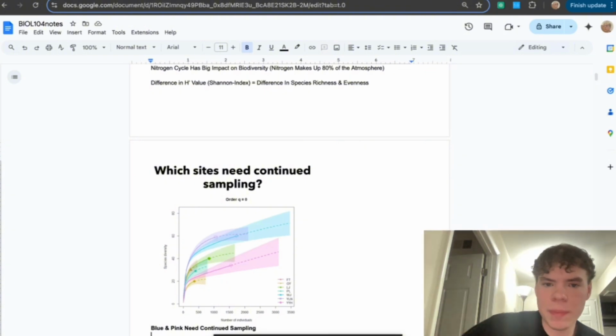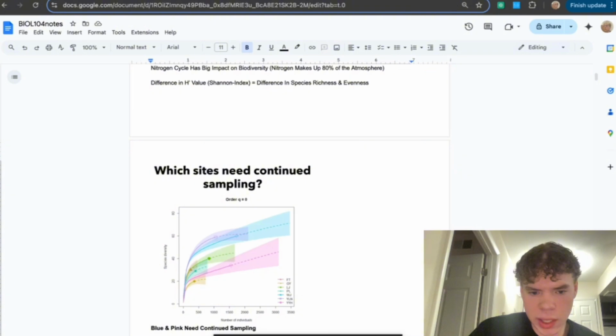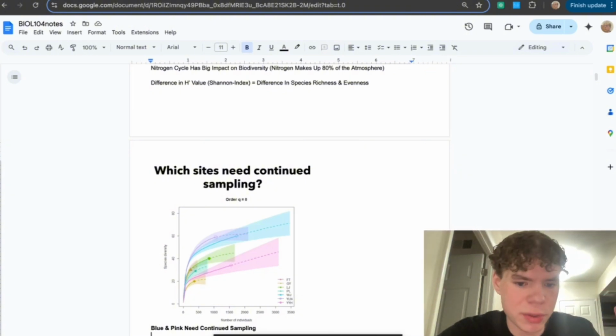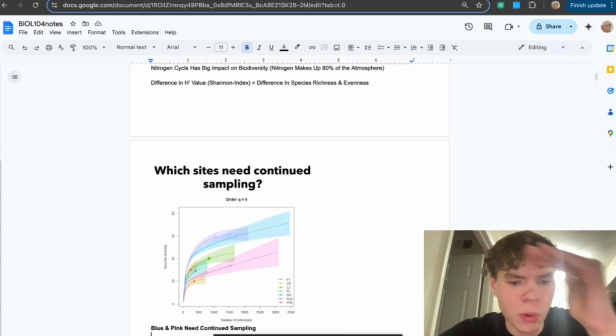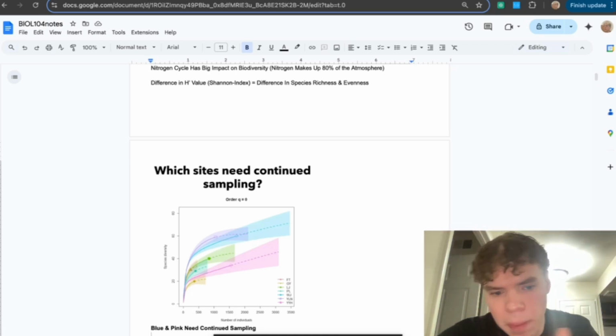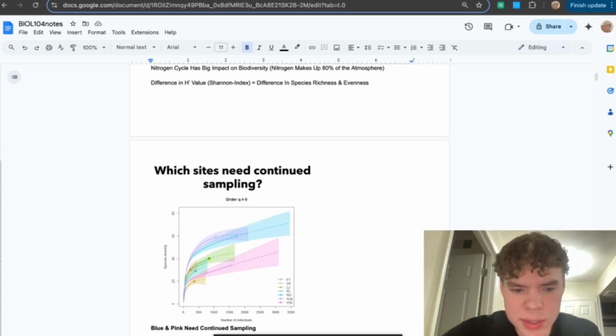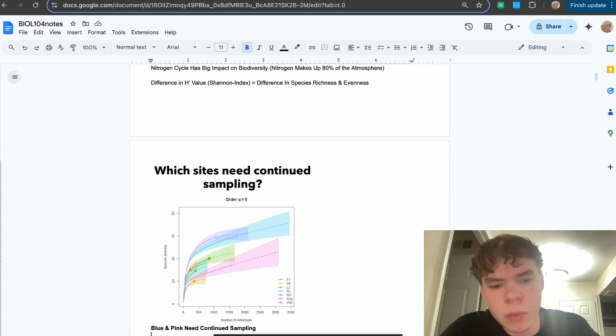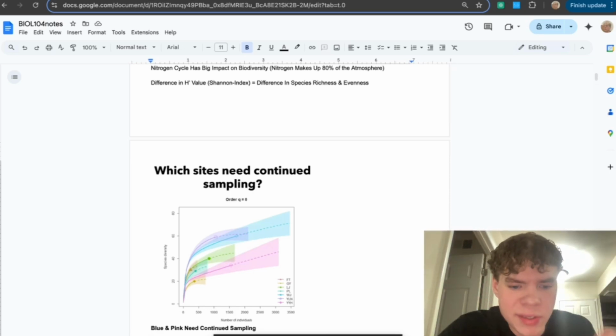So each line represents a different area that's being sampled. It looks like with the blue area, we're still sampling and we're still finding new organisms because it's still a positive linear slope. Same thing with the pink area. Out of all of these, purple is the only one that looks like it's at a plateau and you don't really need to sample it anymore.